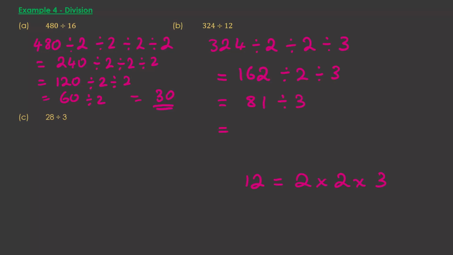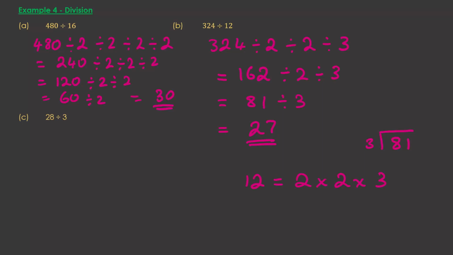And then 81 divided by 3, you may need to think about that. You may even need to do the algorithm. But you're dealing with smaller numbers now, so it's easier. 81 divided by 3 is 27.